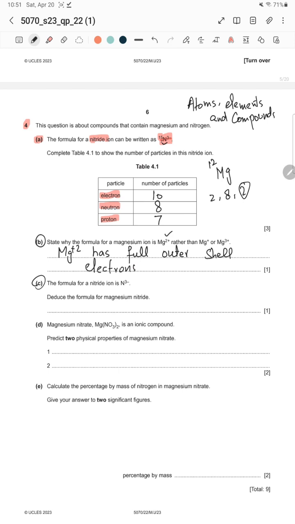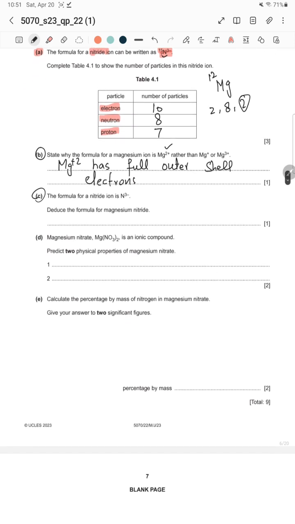Now students, part C: the formula for nitride ion is N-3. Deduce the formula for magnesium nitride. Magnesium has the formula Mg+2 and nitride has the formula -3. By using the crossover method, you can simply write the formula. It will be Mg2N3. 2 and 3 are not divisible, therefore the final formula will be Mg2N3.